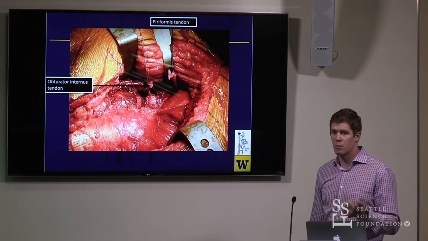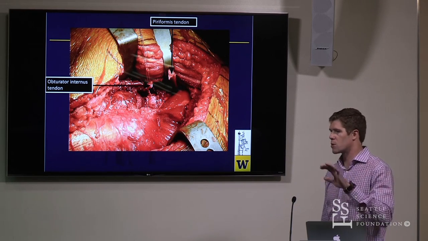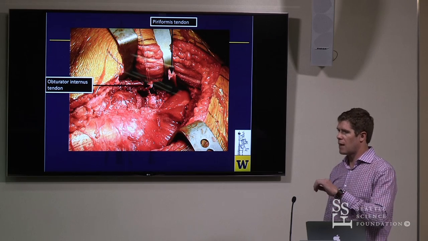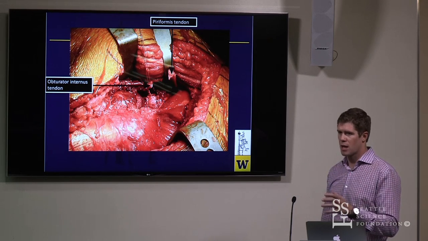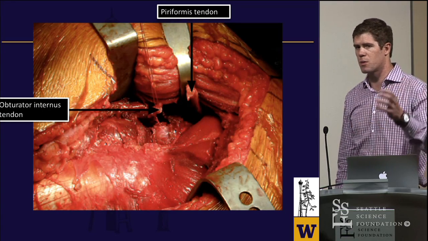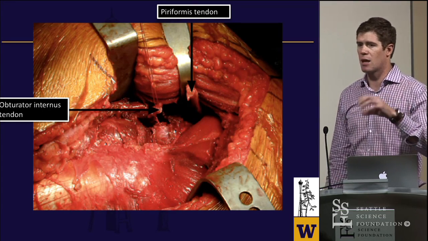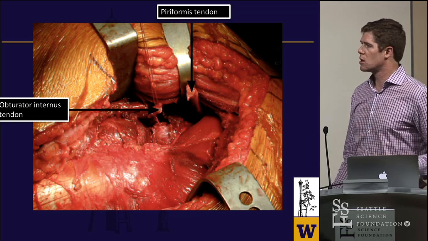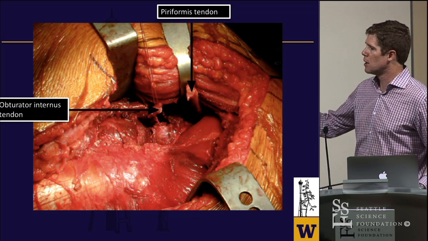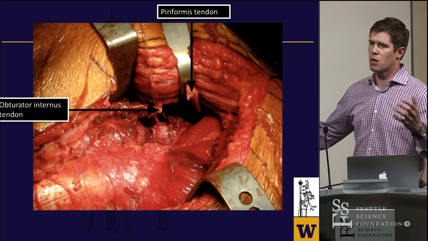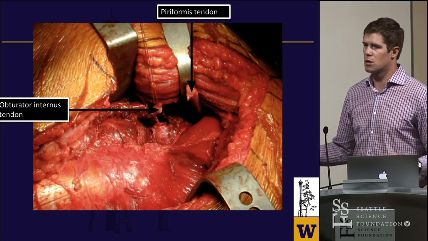We know there's variability in the piriformis relationship to the sciatic nerve. And then also, a lot of these patients have had a dislocation at the time of trauma, have been reduced, but now you put them on the table and they may have dislocated again. So oftentimes the anatomy is going to be distorted from the injury, but also if they're dislocated on the table, it's going to distort things further.